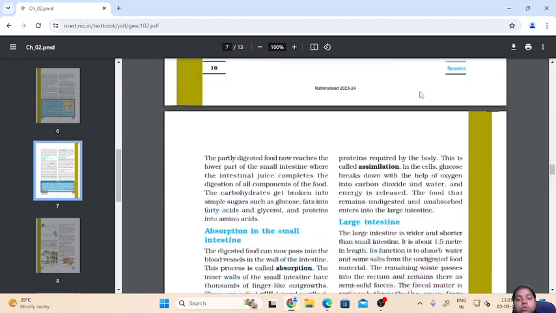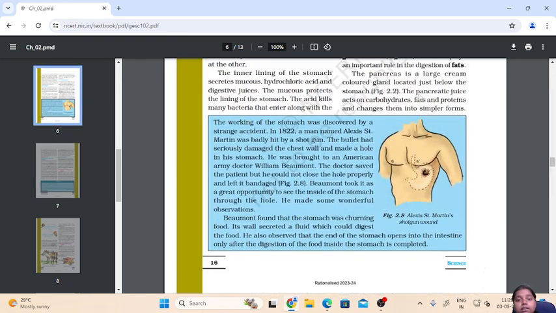And one more thing, there is one story about the working of the stomach. I told you what it does: it takes food from the esophagus, then it opens into the small intestine, and it has hydrochloric acid, mucus and digestive juices. Correct? So who found this? There is one story given here, that the working of the stomach was discovered by a strange accident.